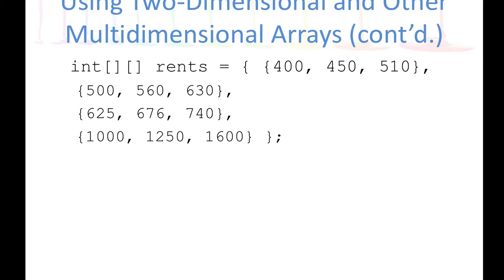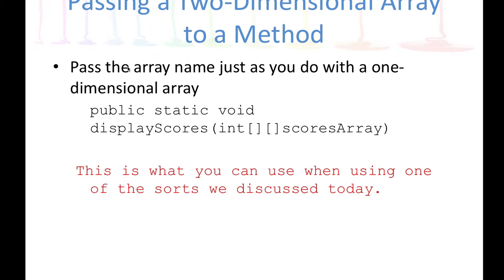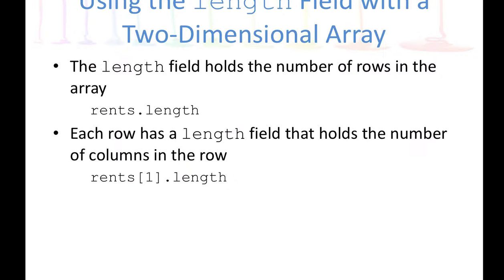Using two-dimensional other ways, same thing. So we have int rents equals 400, 450, 510, and so forth. It's going to do the same thing for values there. So pass an array name just as you do with a one-dimensional. So we have public static void, display scores. You have your double int for 2 different things in score arrays. So you're going to pass a value here and a value there. So you're going to do like 5, 7. This is what you can use when using one of the sorts we discussed today.